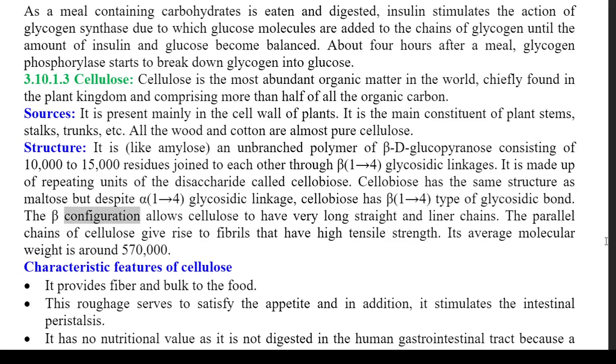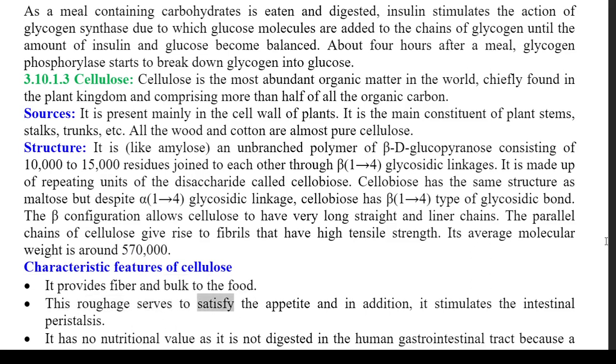The beta configuration allows cellulose to have very long, straight and linear chains. The parallel chains of cellulose give rise to fibrils that have high tensile strength. Its average molecular weight is around 570,000. Characteristic features of cellulose: it provides fiber and bulk to the food.